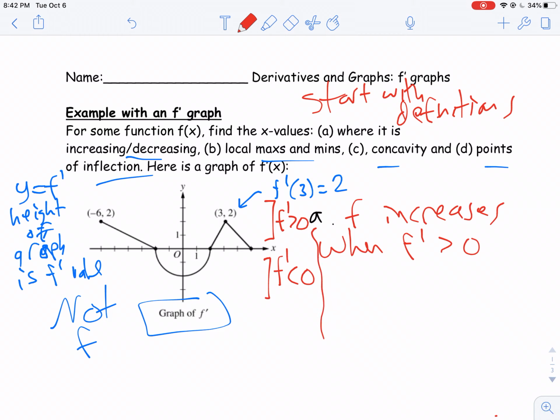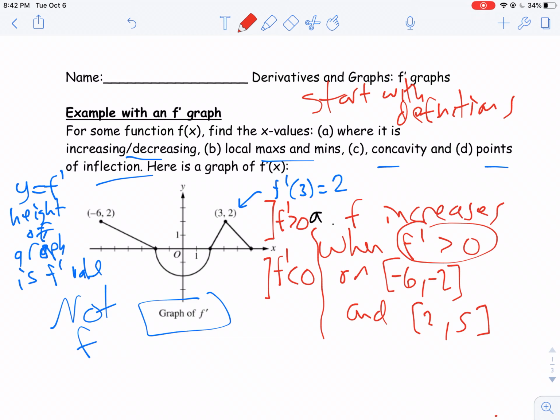In my picture, I see that happens on the interval from -6 to -2. And then we're still above the axis, so f is still increasing from 2 to 5. I think of these problems as going back to our definition. f prime is bigger than 0 here. How do I see f prime? Well, f prime is just the height of this graph. This is a graph of f prime. Anywhere we're above the axis, we have a positive f prime.